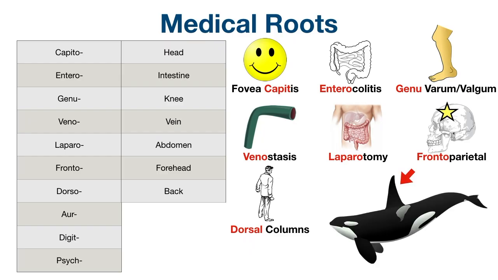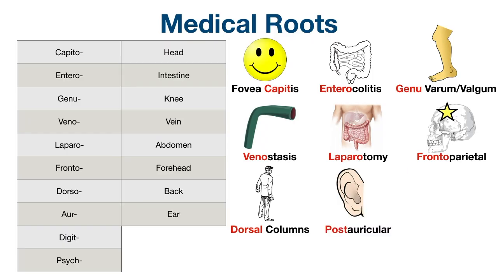The trick you can use is to think of a dorsal fin on the back of a fish or a whale, and this will help you remember dorso refers to back. Next we have oto, which refers to the ear. An example is postauricular, which means located or occurring behind the ear.